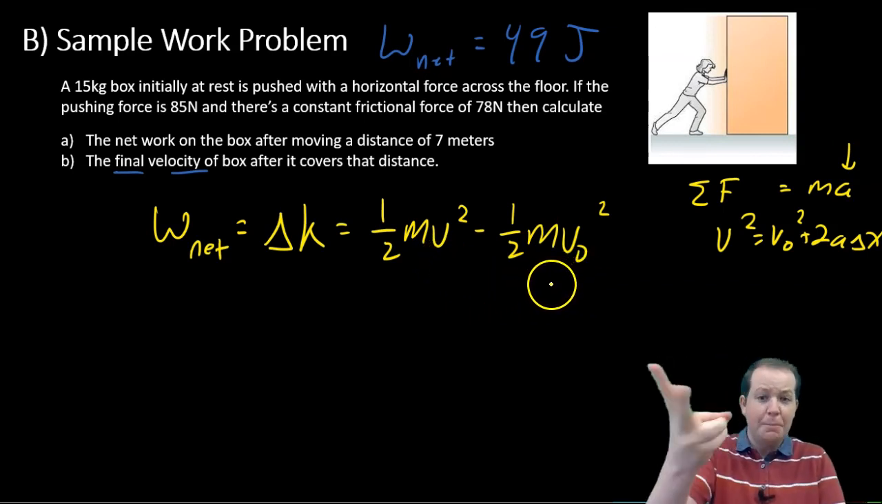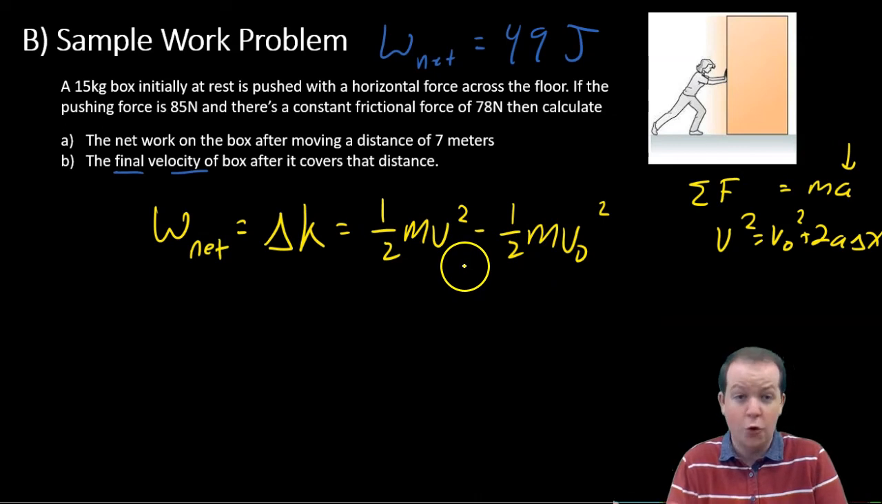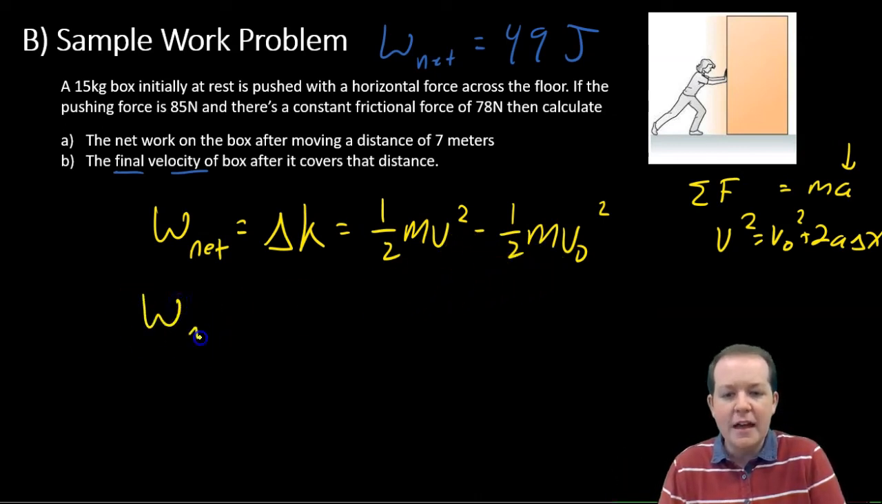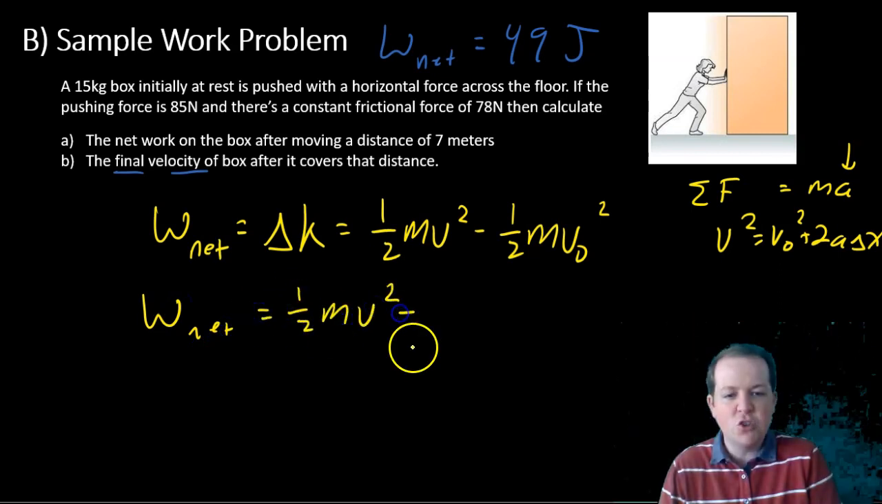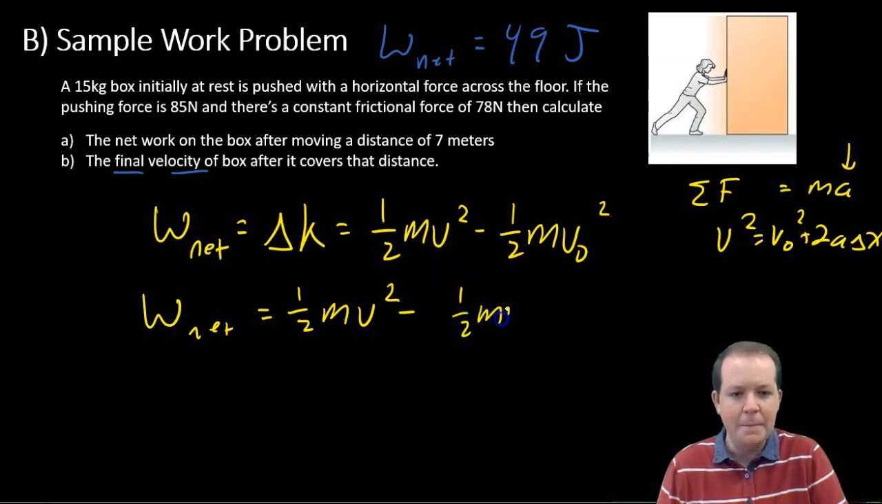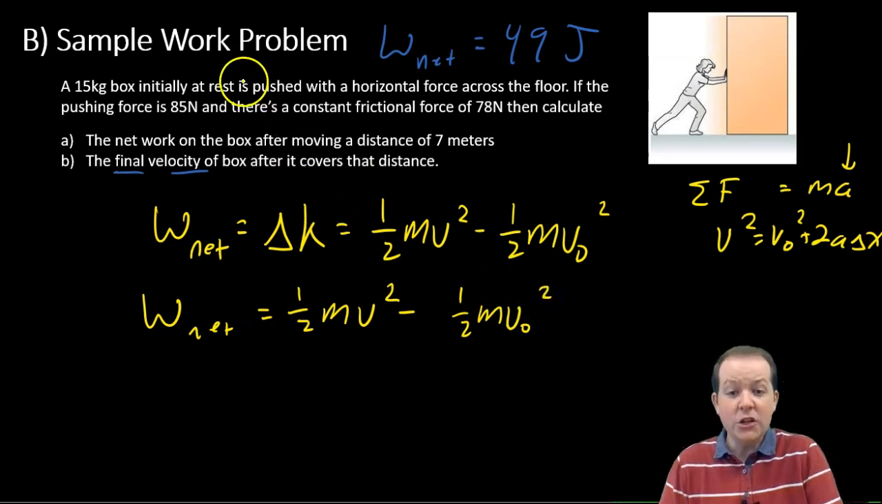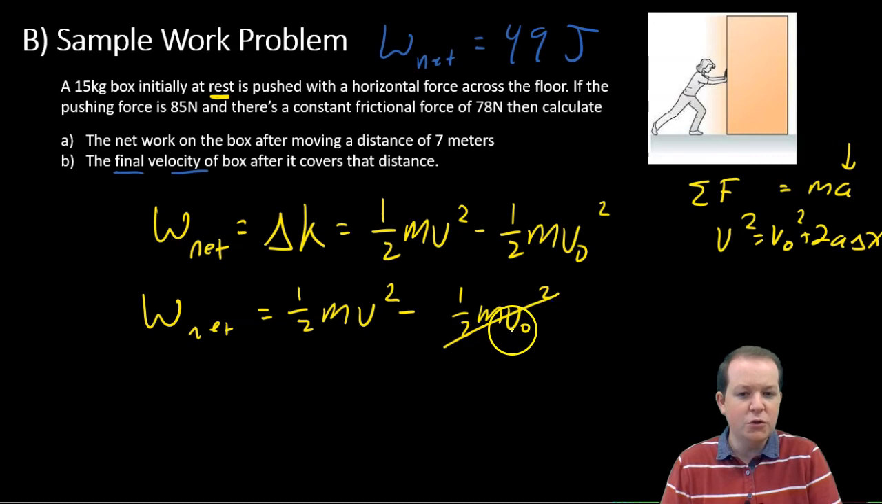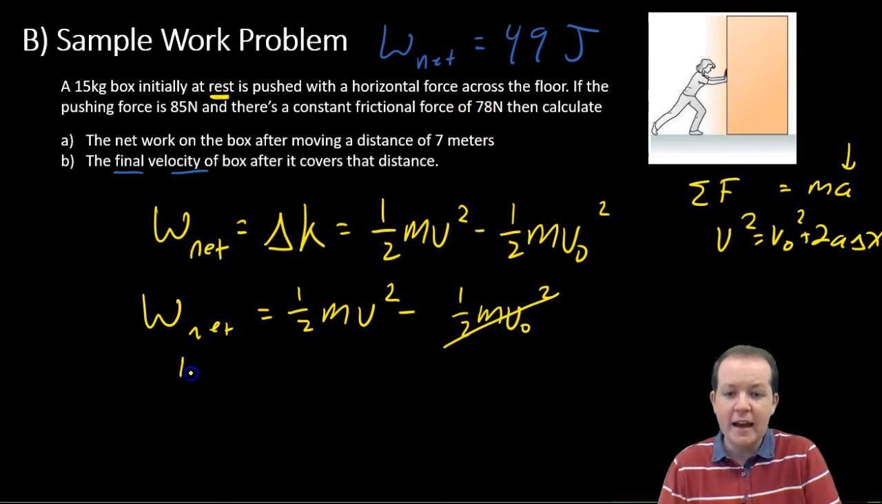Students will often flip those. They'll accidentally flip them and you'll get the wrong answer. You'll get a negative when it should be positive. So if I know the net work, I can set that equal to 1/2 mv squared minus 1/2 mv naught squared. The initial velocity is 0. So 1/2 mv naught squared, this whole thing goes away. The net work was 49. So 49 equals 1/2 mv squared.